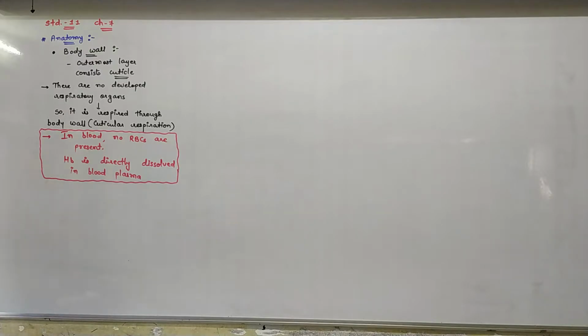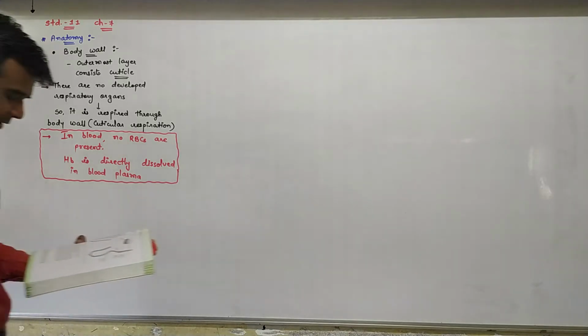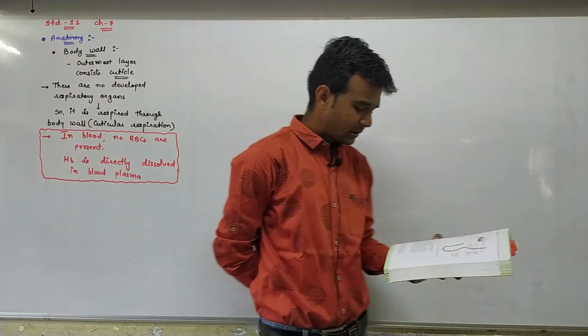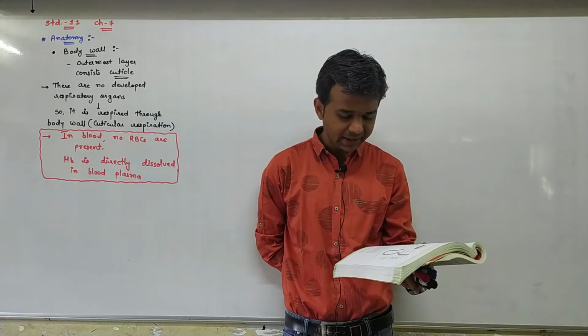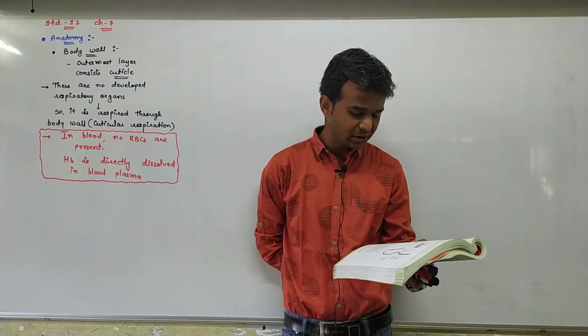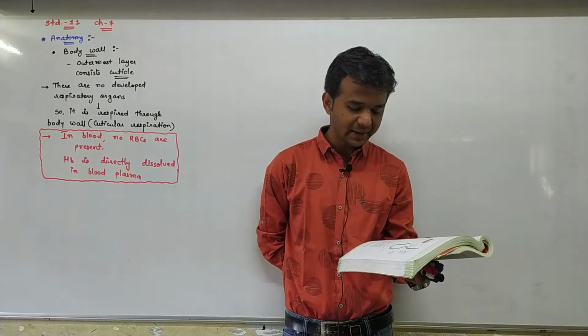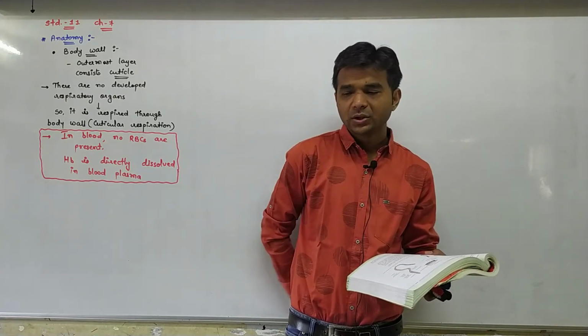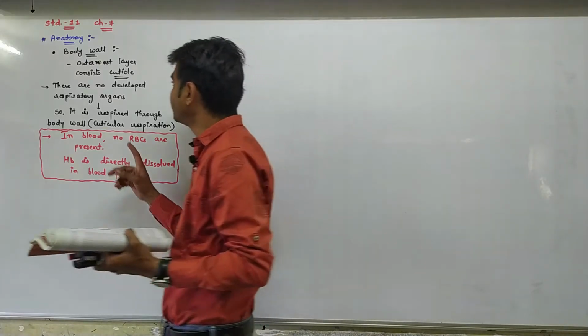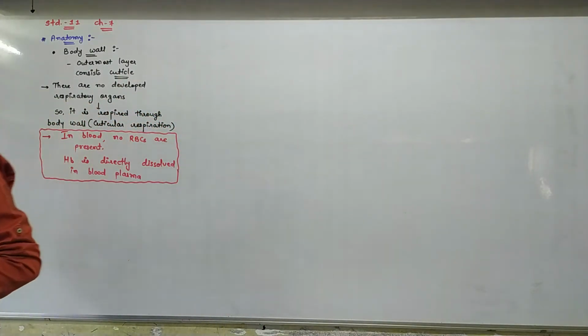Okay, so see, the body wall of the earthworm is covered externally by a thin non-cellular cuticle, below which is the epidermis. So the outermost layer is the cuticle layer. Fine. Then next to the cuticle, the epidermis is there.